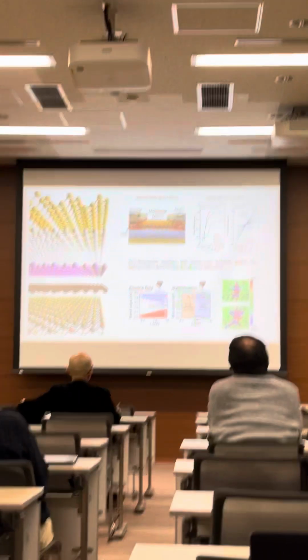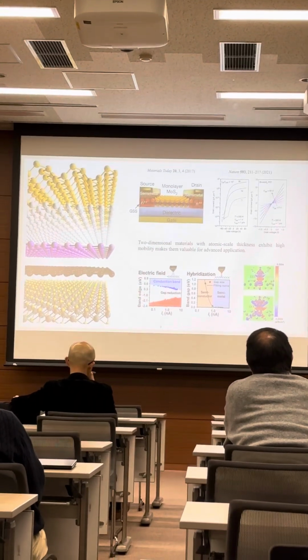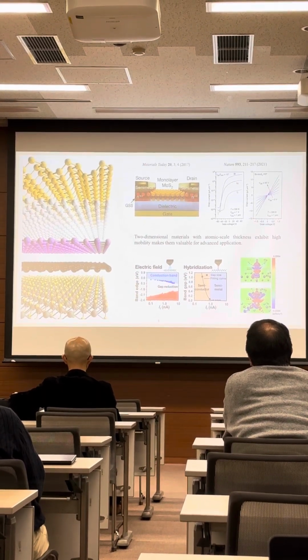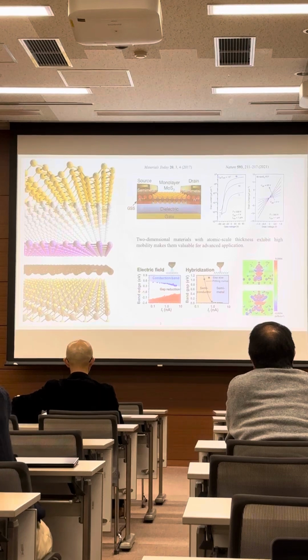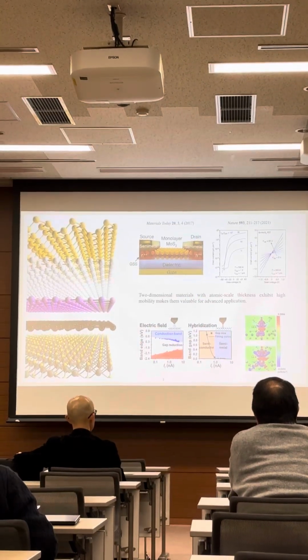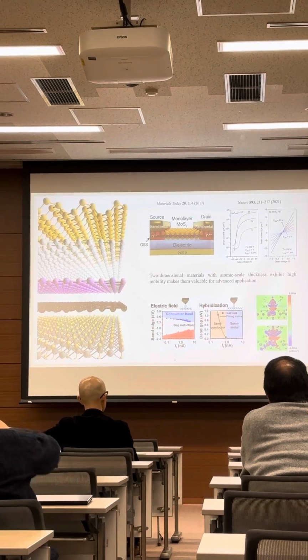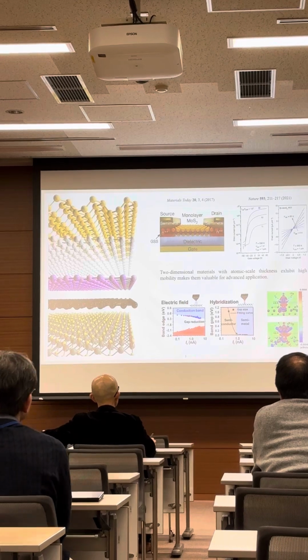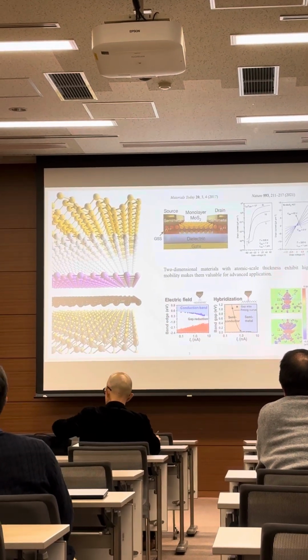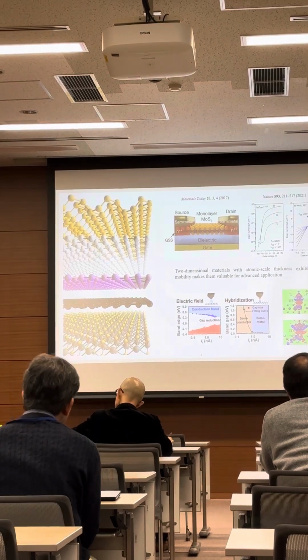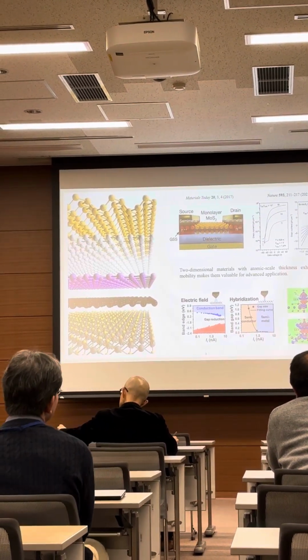So since the first exfoliation of graphene, science has revealed the numerous characteristics of these exotic two-dimensional materials. With their atomic thickness, they possess unique electronic, magnetic, and mechanical properties. Represented by graphene and transition metal dichalcogenides like MoS2, they exhibit characteristics such as high carrier mobilities and tunable band gaps. It makes them very valuable for advanced applications.